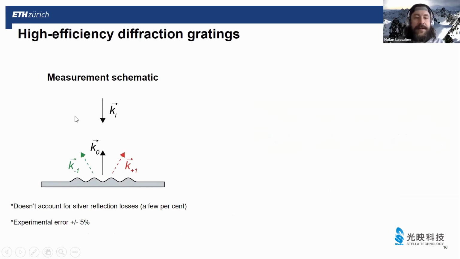Basically what we're going to do is shine light on this grating, shown here with K incident, and as we learned before, some light will reflect and some will diffract to these orders, and we will capture these orders and directly measure how much intensity is in each of these orders relative to the input beam. With this, we can quantify our diffraction efficiency. Of course, two small disclaimers: because we take a reference also on the silver surface, it doesn't account for silver reflection losses, which aren't high, it's just a few percent. But of course, this is important if we really want to quantify these things. And as always, there's some fluctuation in the values that we measure.